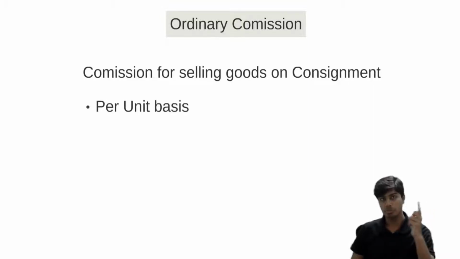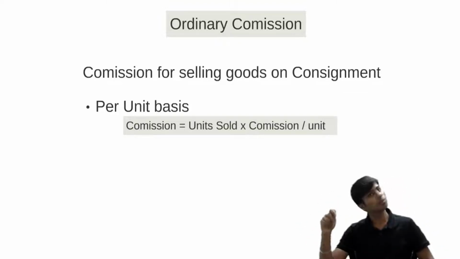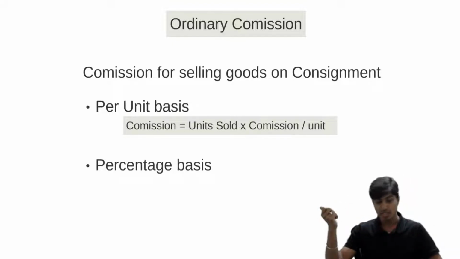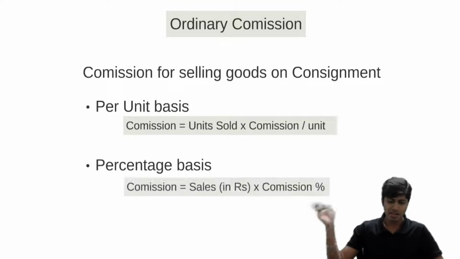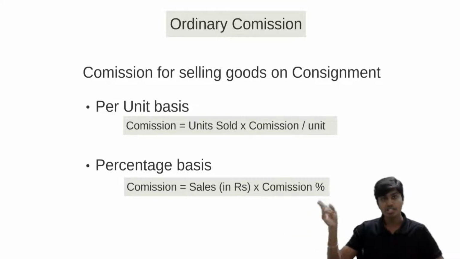This can be either on per unit basis or on percentage basis. If it is per unit basis, commission is equal to number of units sold multiplied by commission per unit. If it is on percentage basis, commission is equal to units sold multiplied by selling price per unit, that is, sales in rupees multiplied by commission percent. This is how we compute ordinary commission.